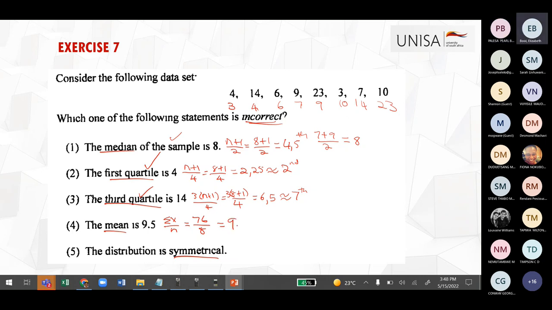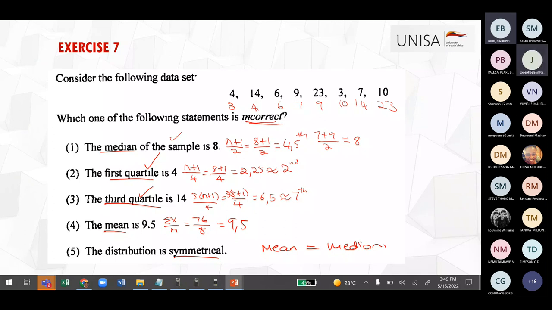Nope. 9.5. It's 9.5. Now, in terms of the last question, it says the distribution is symmetric. If it's symmetric, it means the mean should be the same as the median. The mean and the median. Yeah, but we can use those two, the mean and the median.